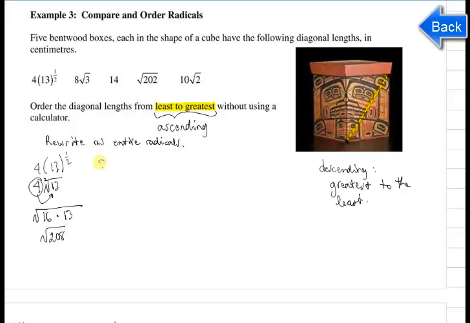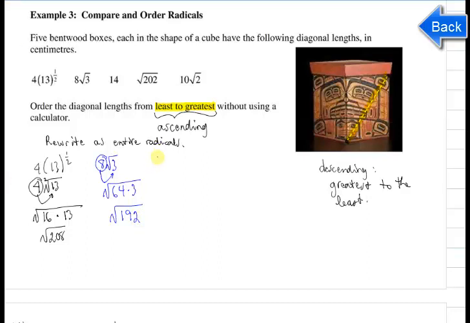Okay, our next number is 8 root 3. We want to bring the 8 to the inside of our radical sign. We know our index is a 2, so we're going to square our 8. So 8 squared is 64, and we're going to times that by 3. And so the square root of 64 times 3 is the square root of 192.